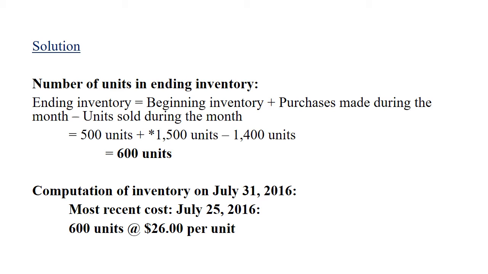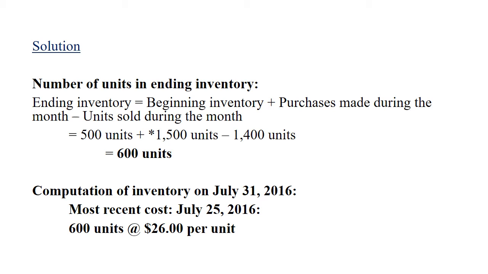So at the end of the month, how much is the inventory left? After computing the entire formula, we get 500 units plus 1500 units, that is 2000 units were there in the month of July. From that, 1400 units were sold. So the balance is 600 units. So the ending inventory, or the inventory at the end of the month, is 600 units. Now at what price do we issue these 600 units is the question.